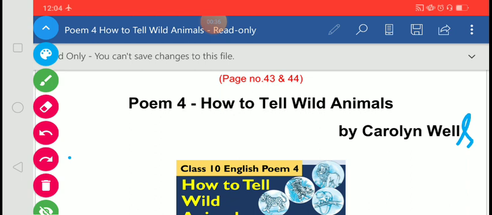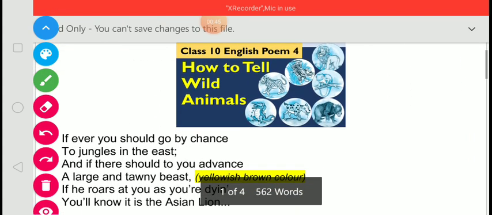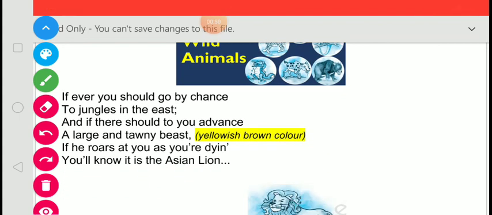The summary of the poem How to Tell Wild Animals. As I explained yesterday, it is a humorous poem. The poet is describing various wild animals. These animals are very dangerous, and she has introduced them one by one in a very humorous, very funny way. First of all, she tells us about an Asian lion. She says that if you are visiting the jungles of the east and there you see an animal which has tawny skin and roars so soundly that you will die out of fear, this means that you have seen an Asian lion.